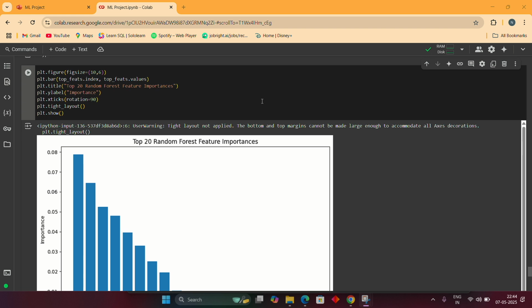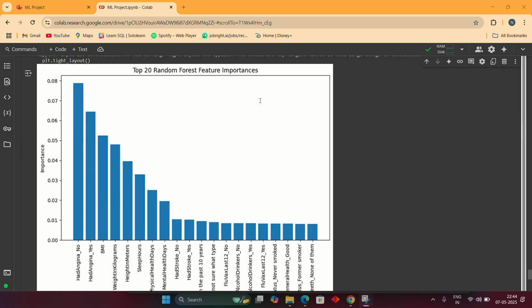So here's the plotted graph of the top 20 features according to their importance.